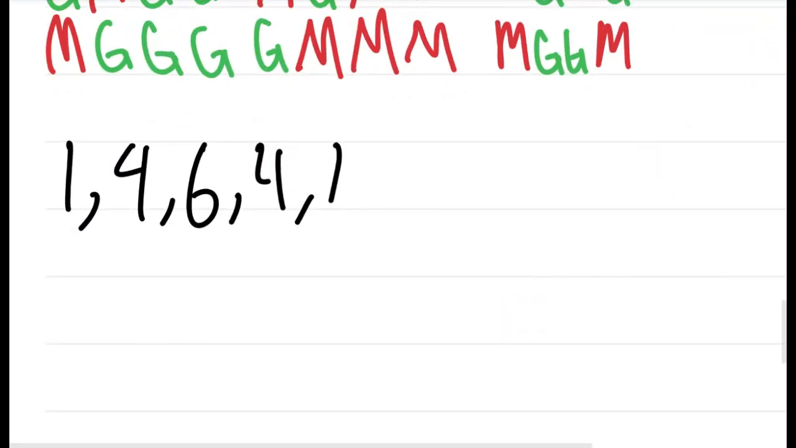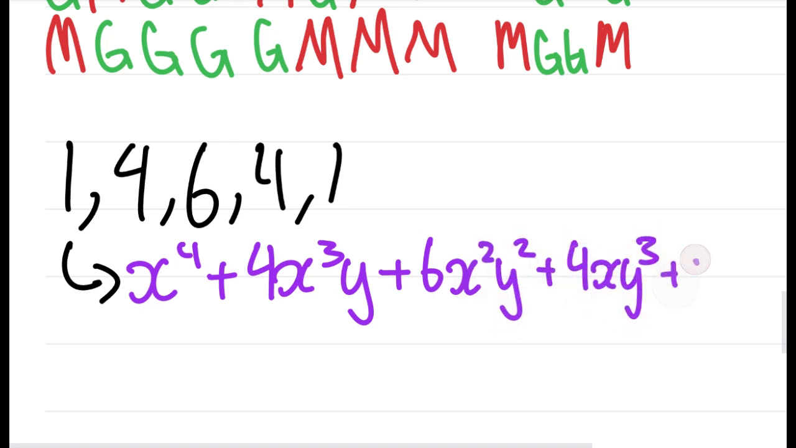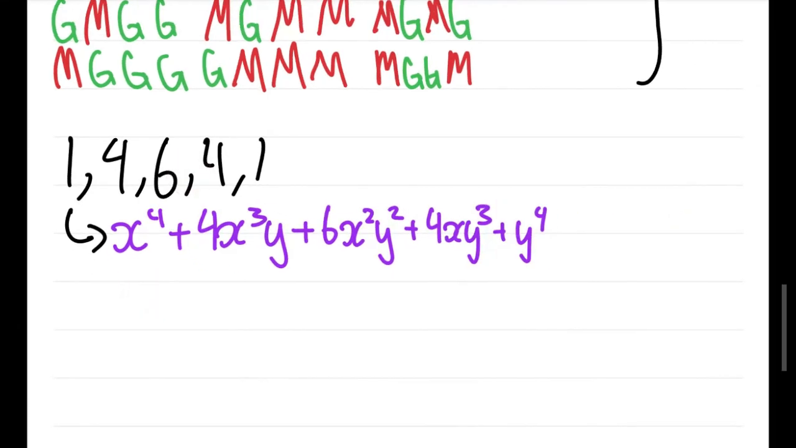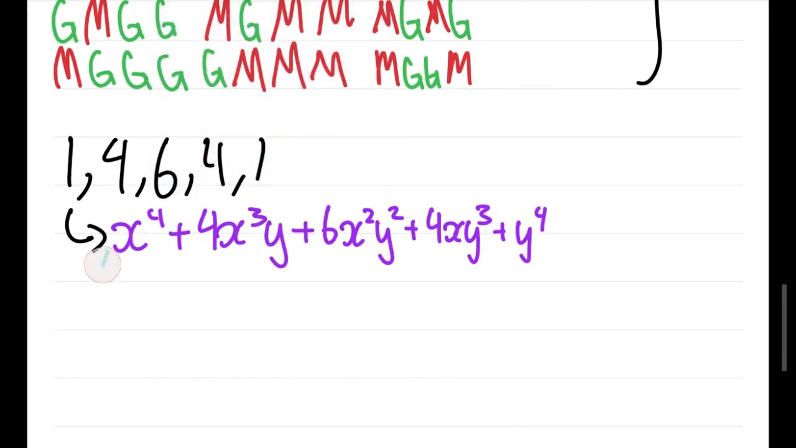Okay, now let's rewrite this as the equation. So this will mean that we have x to the power of 4 plus 4x cubed y plus 6x squared y squared plus 4xy cubed plus y to the power of 4. Can you see the coefficients and all that? Coefficients 1, 4, 6, 4, and 1.